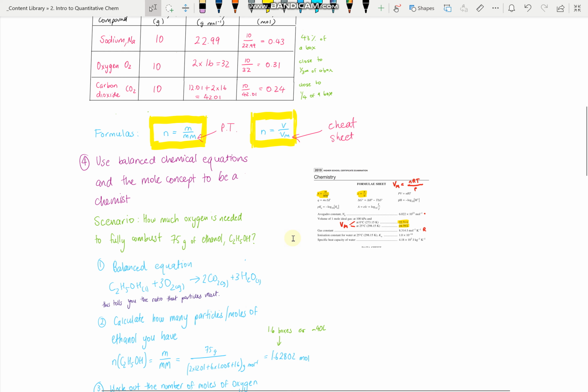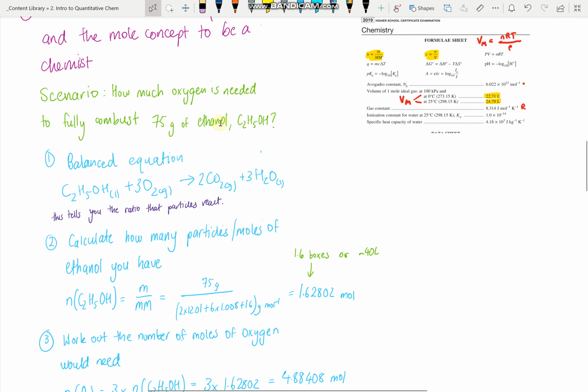And so we're going to start using, through examples, how we can combine balanced chemical equations and the mole concept to figure out basically how to work like a cook, in the right ratios in terms of masses and stuff like that. Right. So in our first scenario, we're looking at oxygen and how much is needed to fully combust 75 grams of ethanol. Hopefully you've done the balanced chemical equations and you know that it reacts in a 1 to 3 to 2 to 3 ratio, which is all well and good.